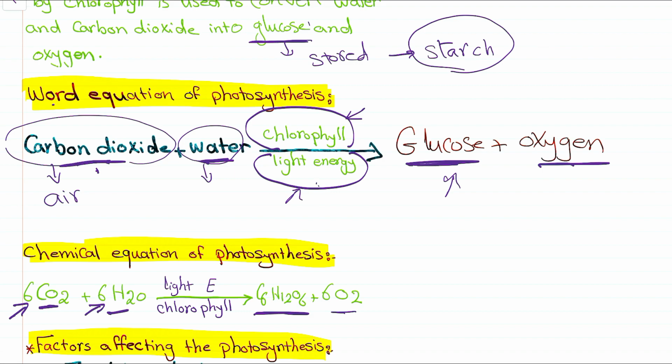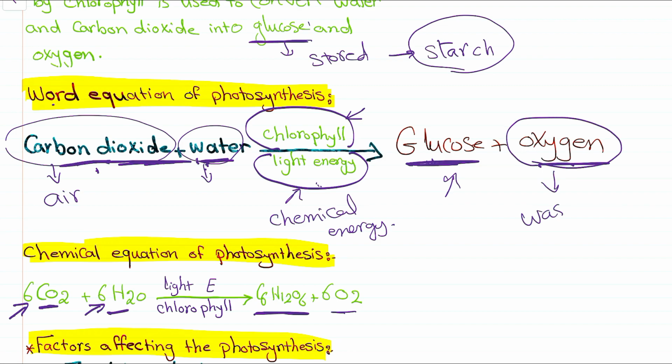This light energy in photosynthesis is converted into chemical energy to convert the water and carbon dioxide into glucose and oxygen. Glucose is our main product, which is formed inside the plant cell and converted into starch, and oxygen is considered our waste product.